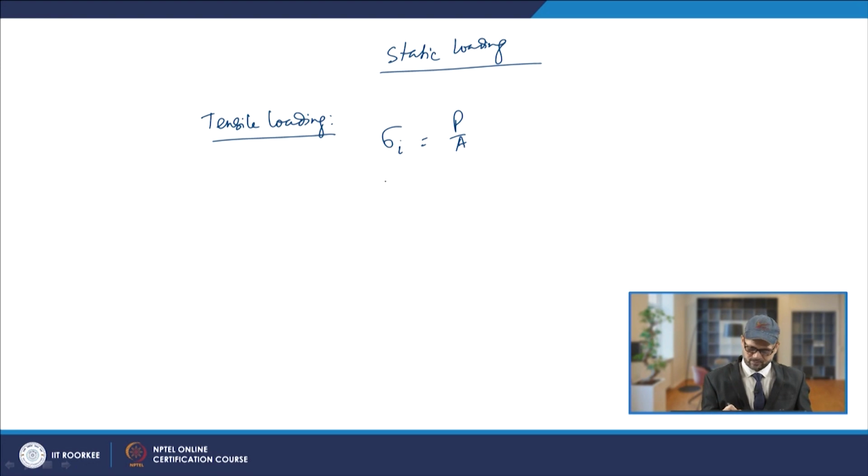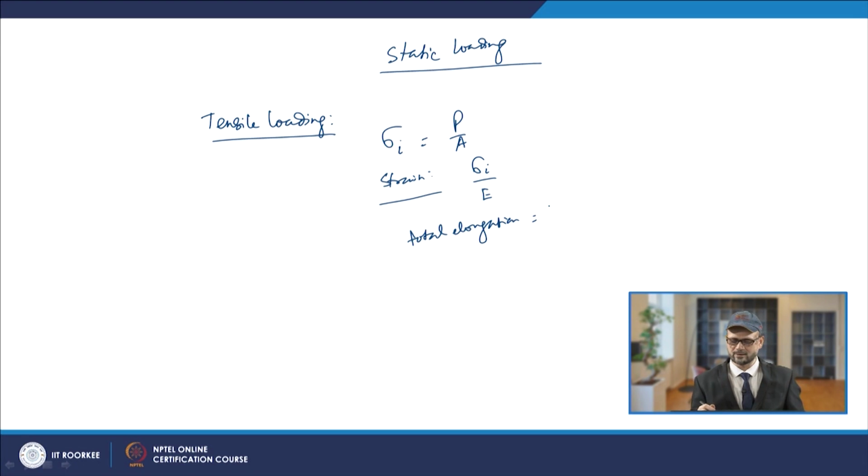Then, if you talk about the value of the strain, the strain will be the stress value divided by E. That is, stress by strain becomes the E value, the modulus of elasticity. So, accordingly you can have the value sigma upon E. And if you talk about the total elongation or displacement, that will be epsilon into L, that is, your tensile strain multiplied by the length of the member. That way you calculate the dimensions or the parameters in the case of tensile loading.